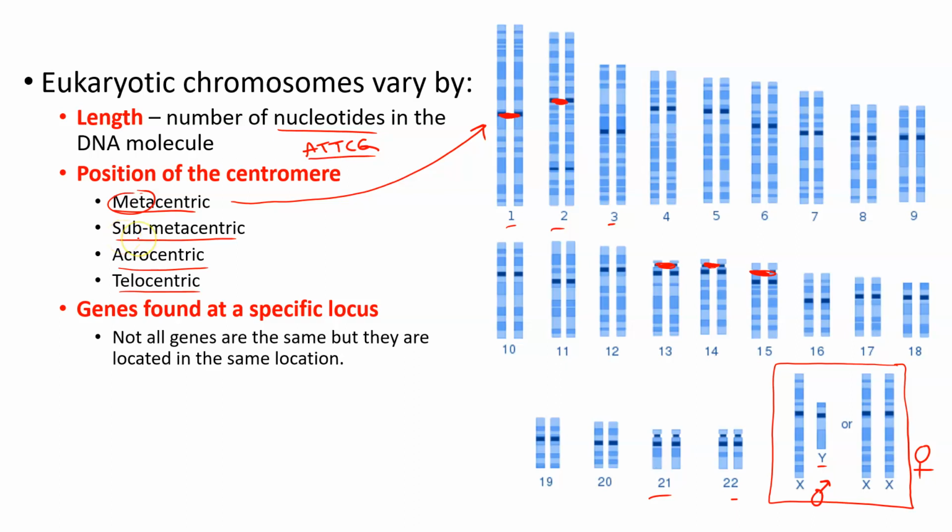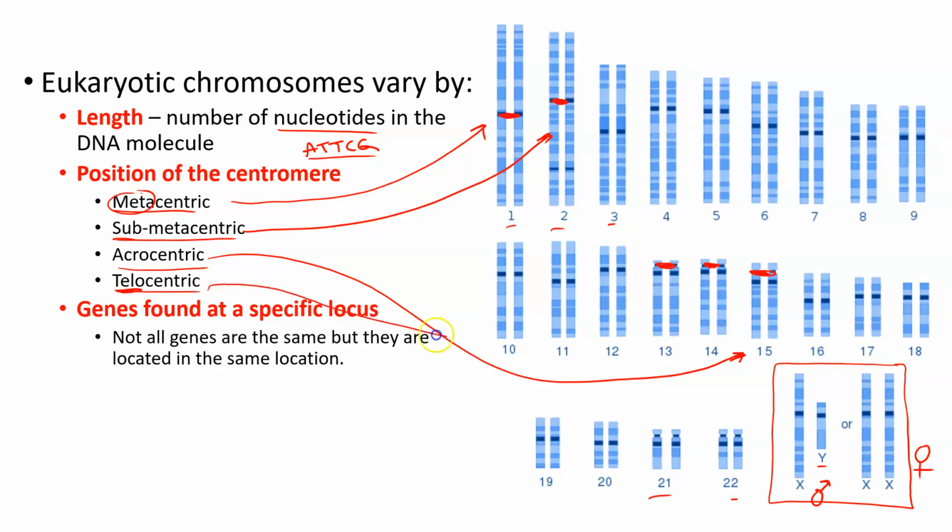A submetacentric chromosome is almost in the middle, but just slightly off to one side, like this. Acrocentric is almost to the end. You can see that here. It's almost on the end, but not quite. Telocentric would be completely on the end, like there. So, metacentric in the middle, submetacentric slightly off center, acrocentric almost to the end, telocentric actually on the end.